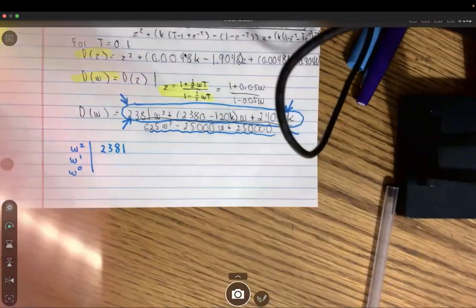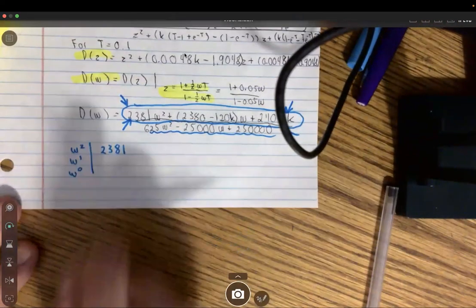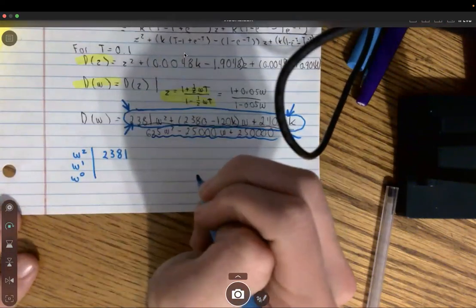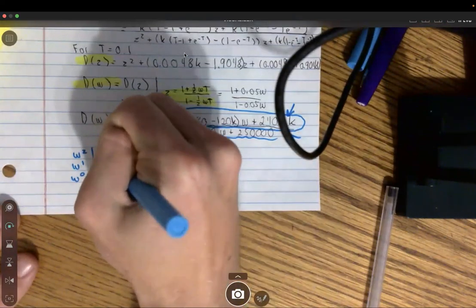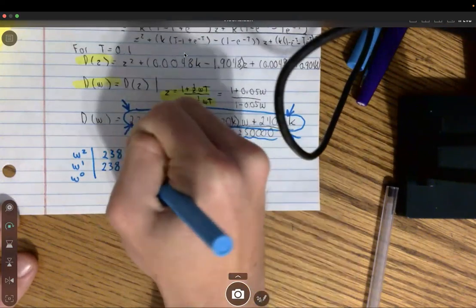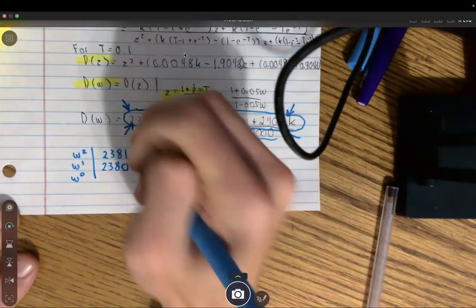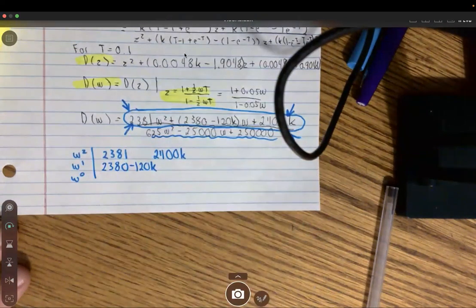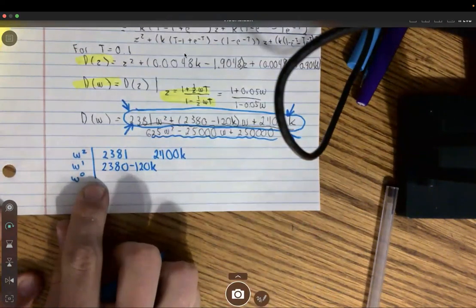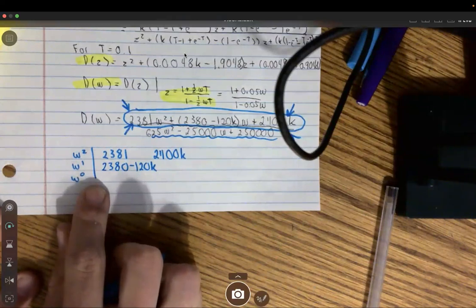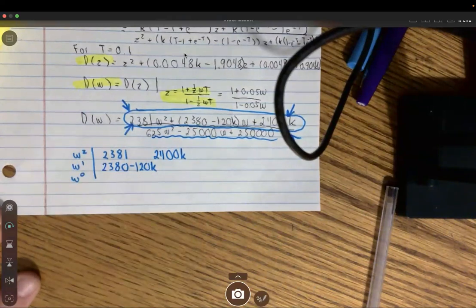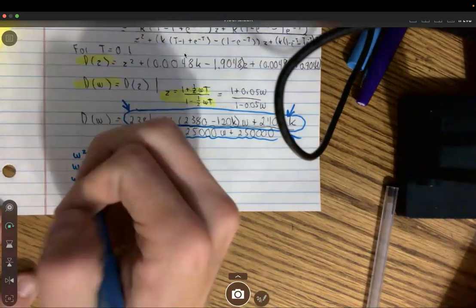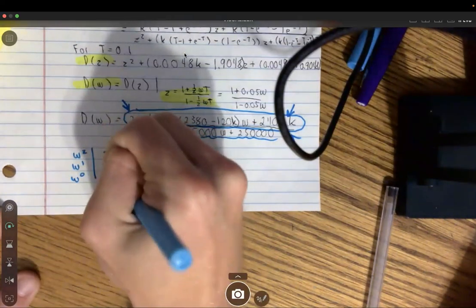And so this should be 2381. Here it should be 2380 minus 120K. And then here it should be 2400K. Okay. Now that we have that, what you're going to notice down here is that your 2400 is going to come downwards. So here we're going to notice that this would be our 2400K.